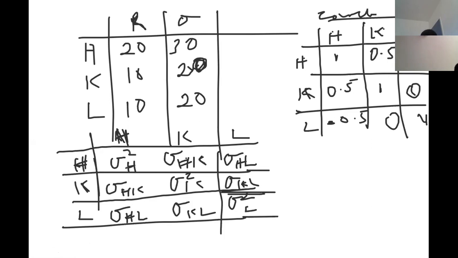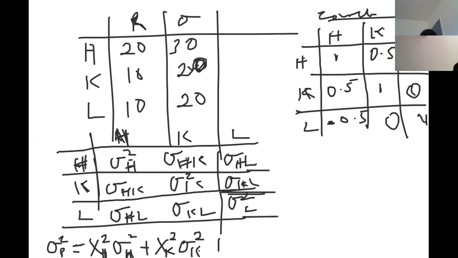So the variance of the portfolio is equal to the weight of H, all squared, multiplied by the variance of H, plus the weight of K, all squared, multiplied by the variance of K, plus the weight of L, all squared, multiplied by the variance of L, so I've added these ones, plus 2. I'm not seeing what you're doing.